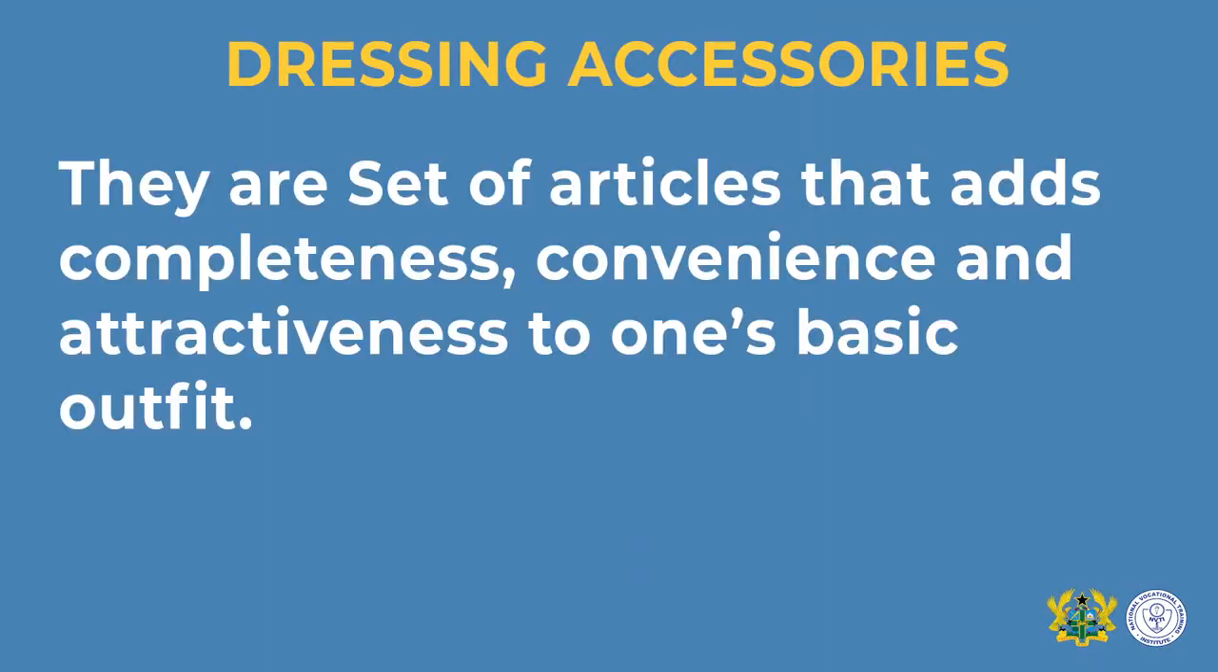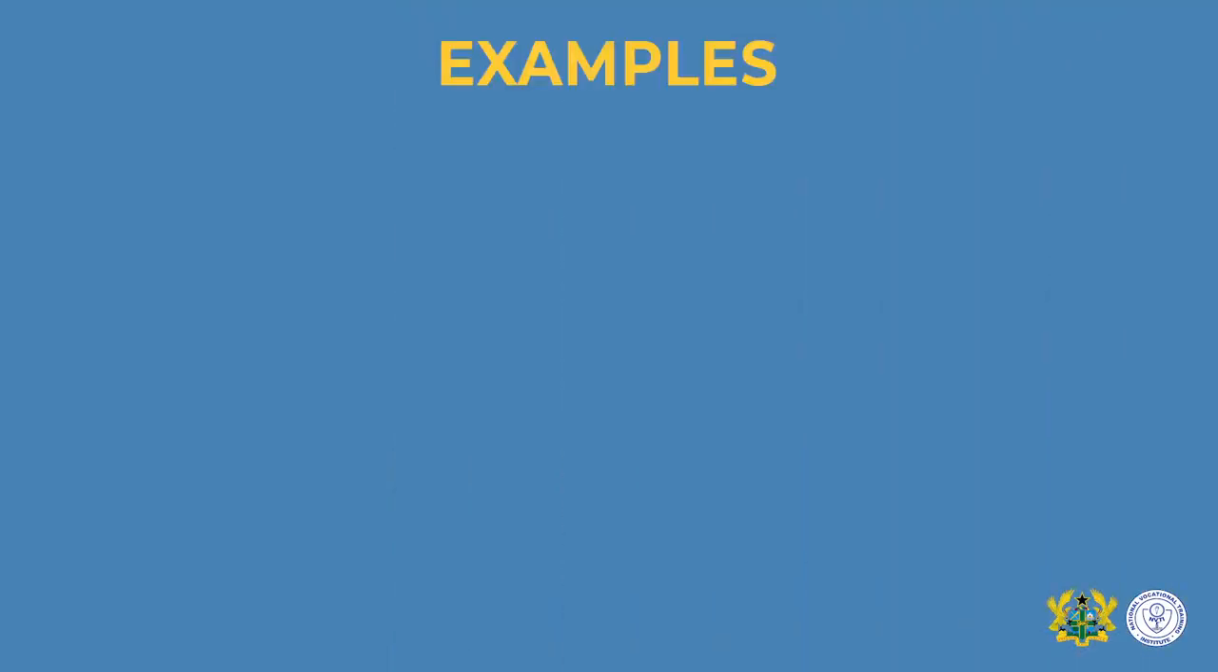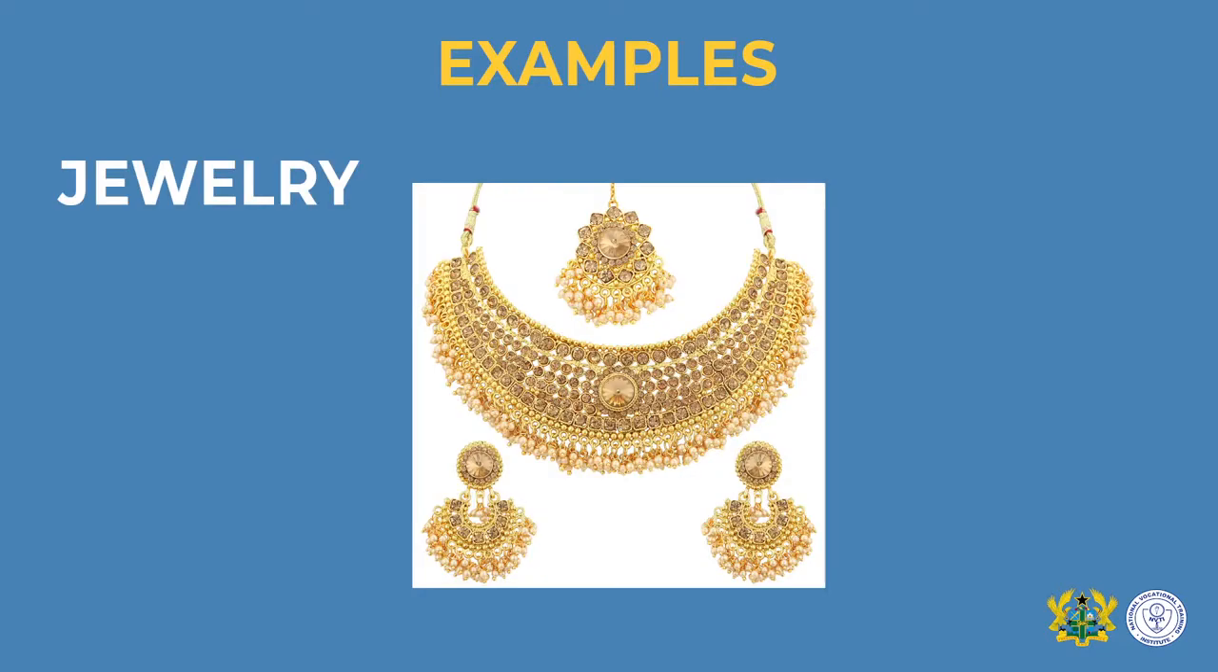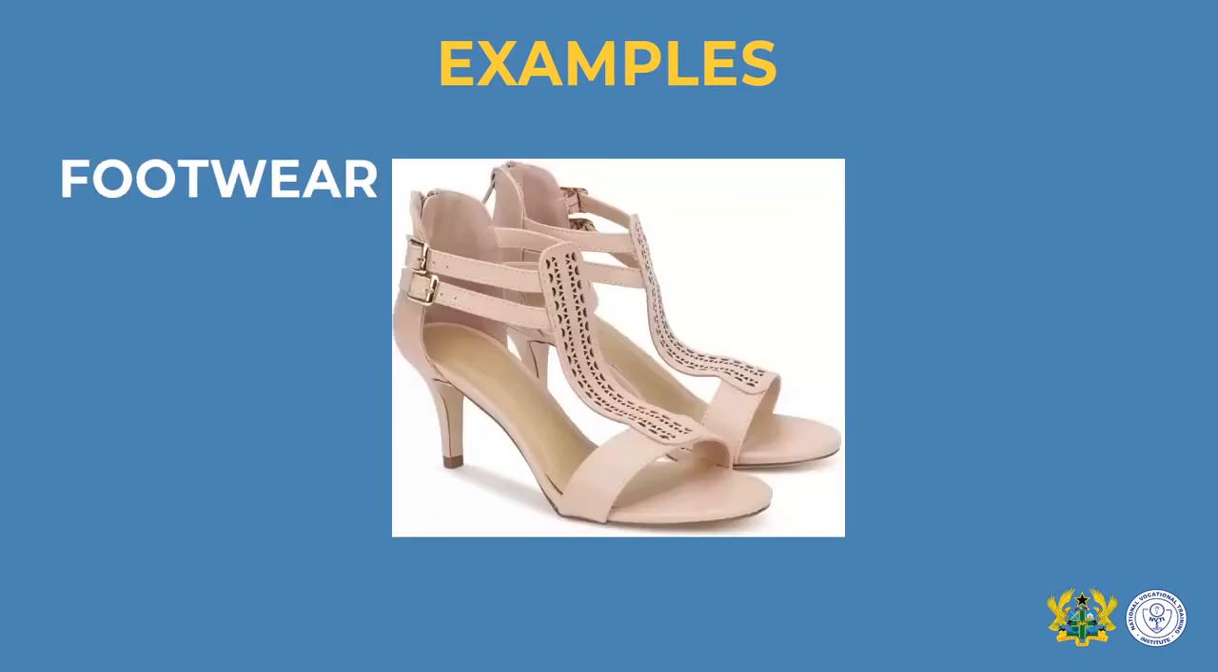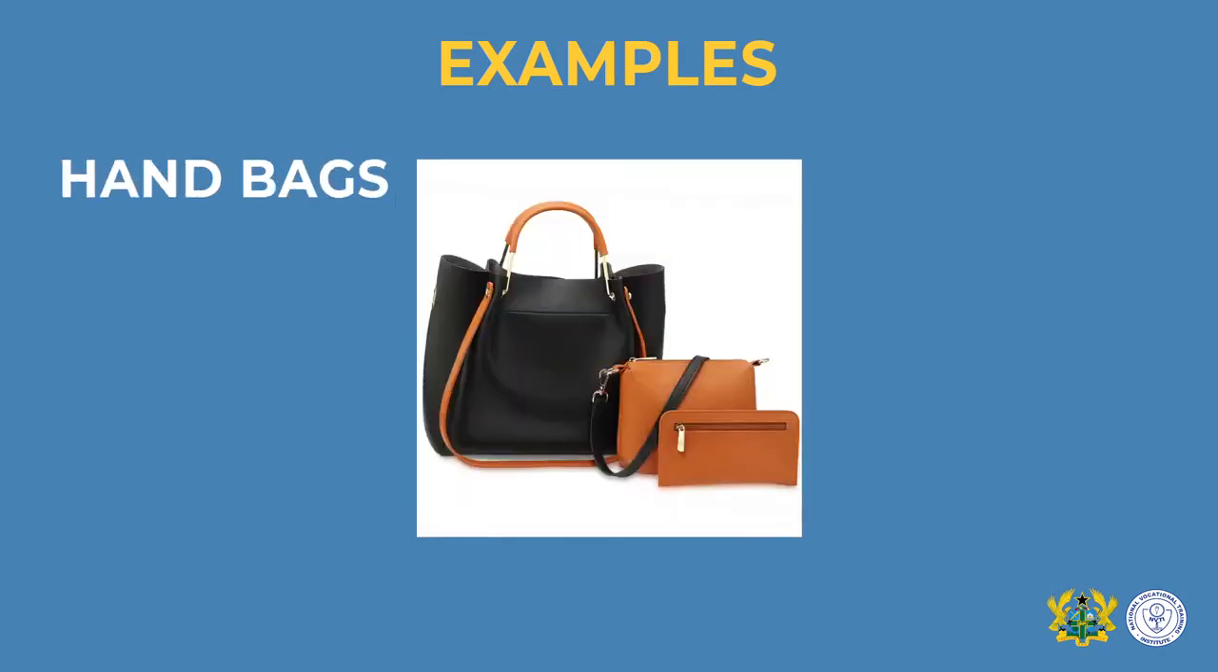Now, dressing accessories. They are sets of articles that add completeness, convenience, and attractiveness to one's basic outfit. What are some of the examples of dressing accessories? They are jewelries, watches, footwear, bags, just to mention a few.